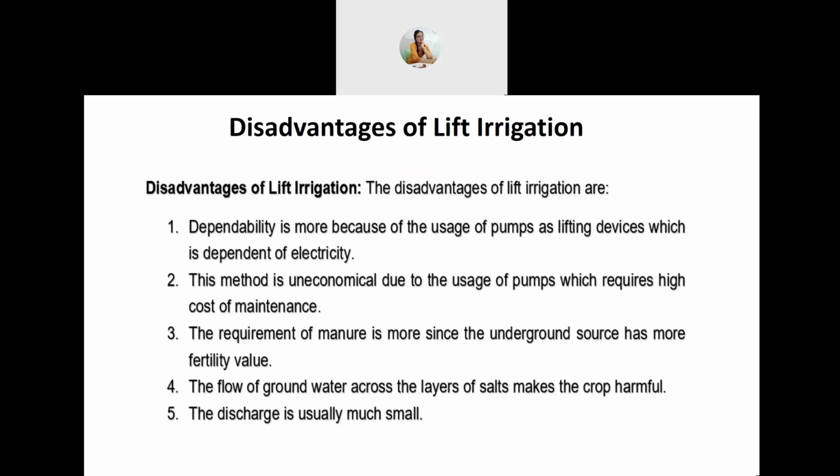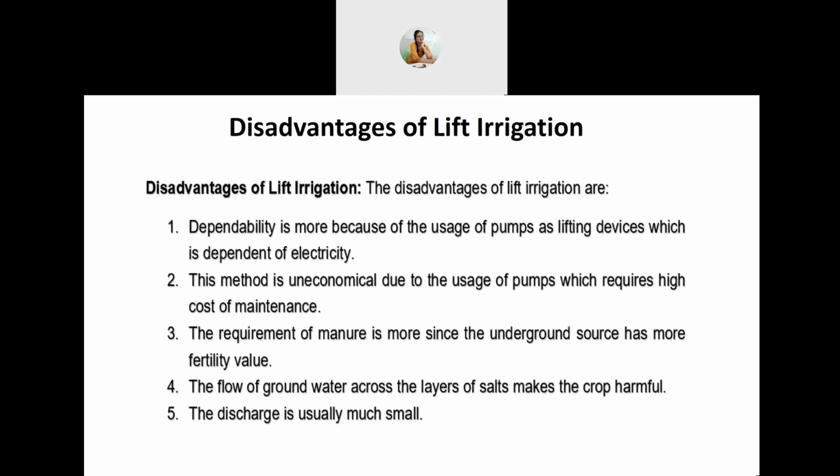Disadvantages of lift irrigation. There are 5 disadvantages of lift irrigation. Number 1, dependability is more because of the usage of pumps as lifting devices, which is dependent on electricity. Number 2, this method is uneconomical due to the usage of pumps, which requires high cost of maintenance.